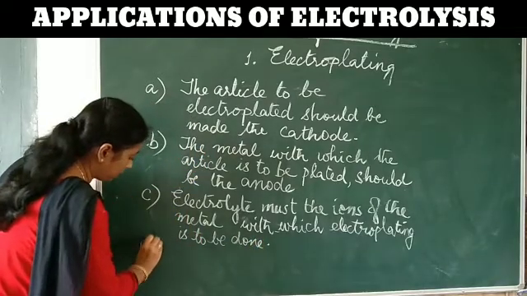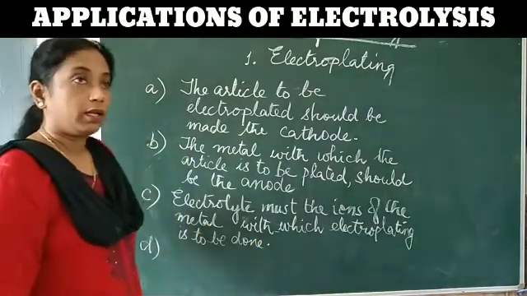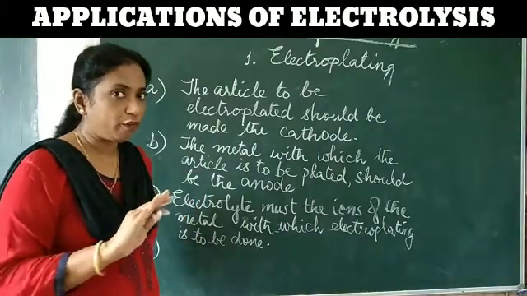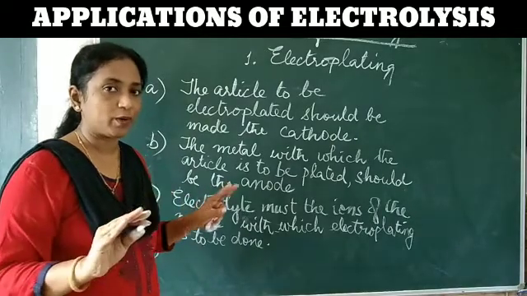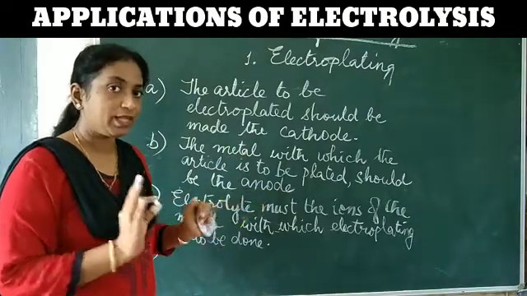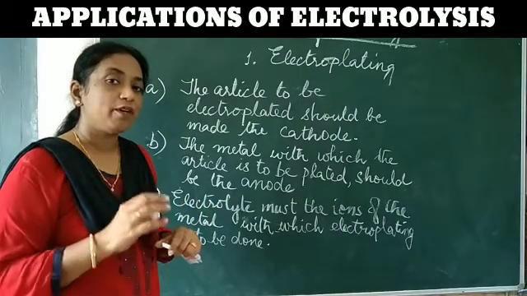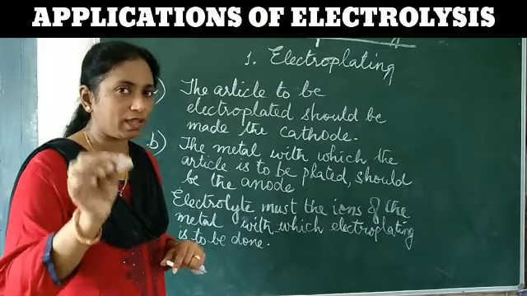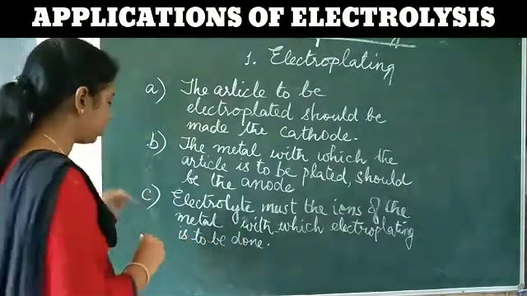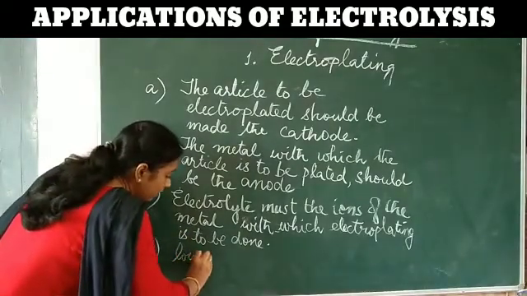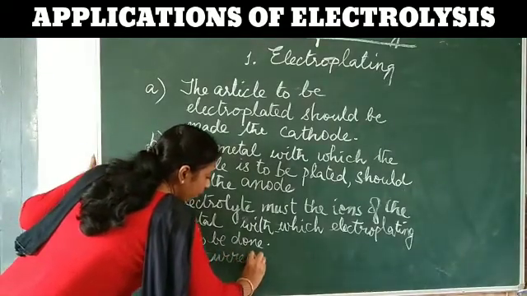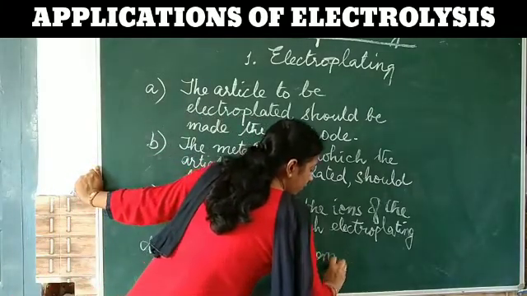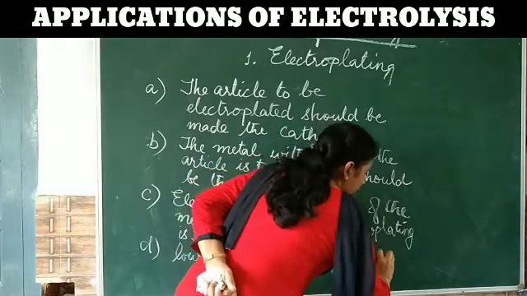Okay, then a low current is to be used. If you want a uniform deposition on the article to be plated, then a low current should be used, and for a longer duration. If you want a thick coating, you have to put it for a longer duration. If you want a thin coating, it should be for a shorter duration. So low current for a longer duration.